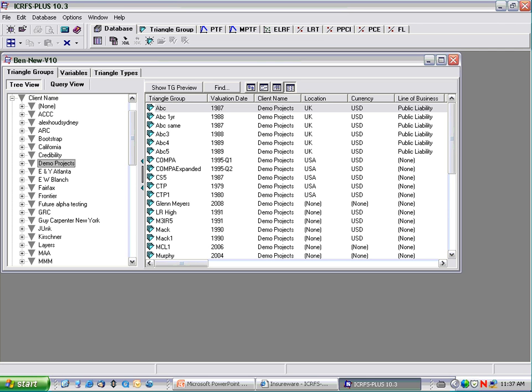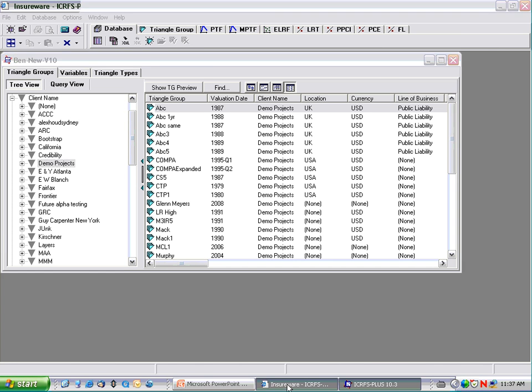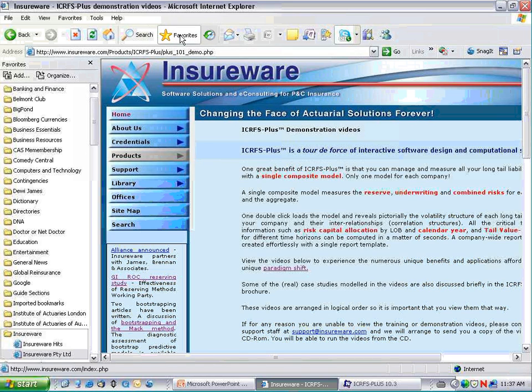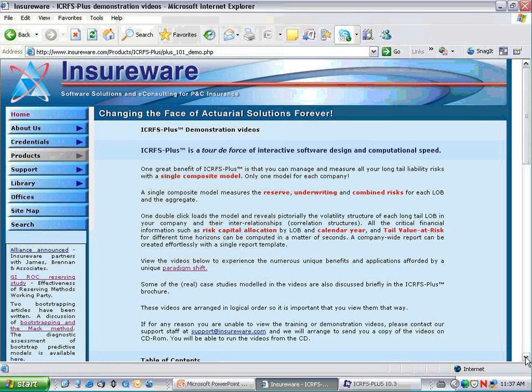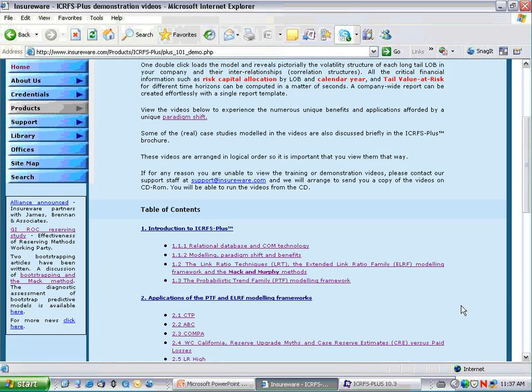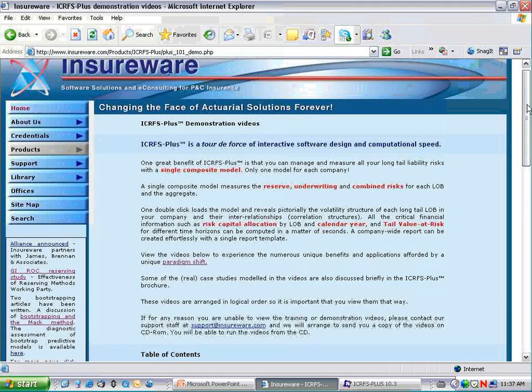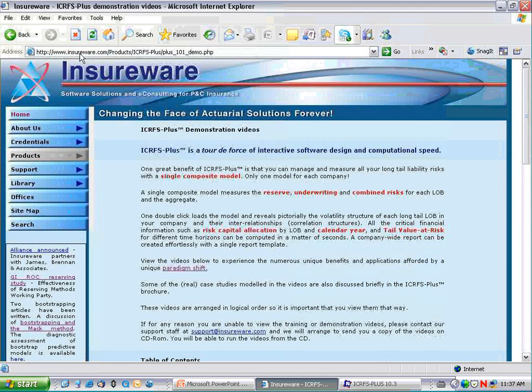In this video, we're going to do an overview of the Mack method and also the Probabilistic Trend Family modeling framework. If you want to get a more detailed understanding of the extended link ratio family modeling framework and also the PTF modeling framework, then I would advise you to study some of our online demonstration videos that you'll find here. You can always pause the video and you'll find them on our website.